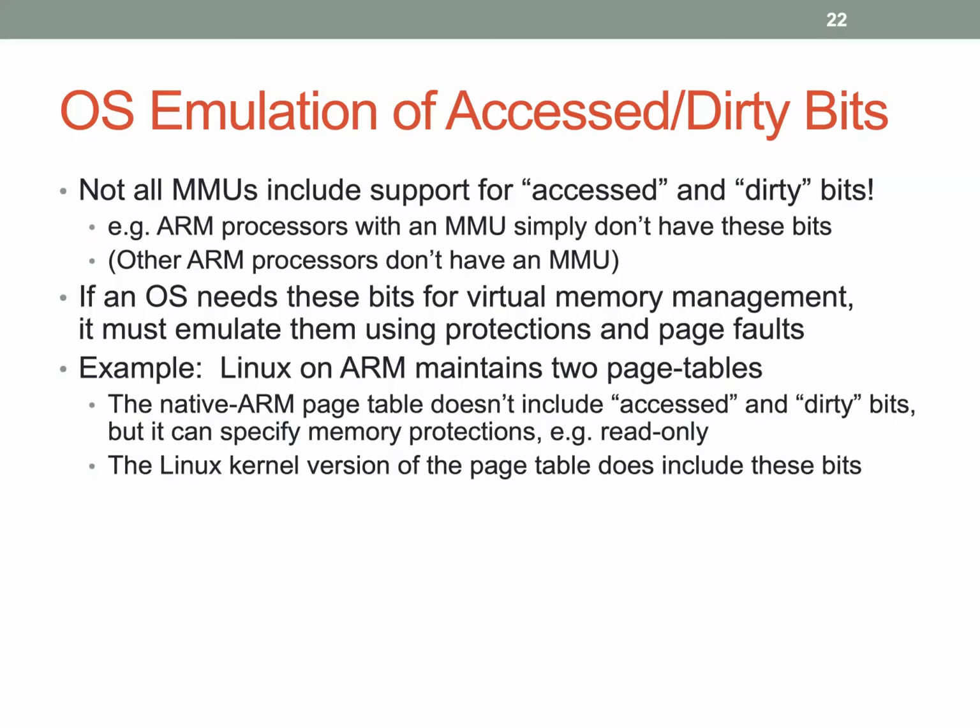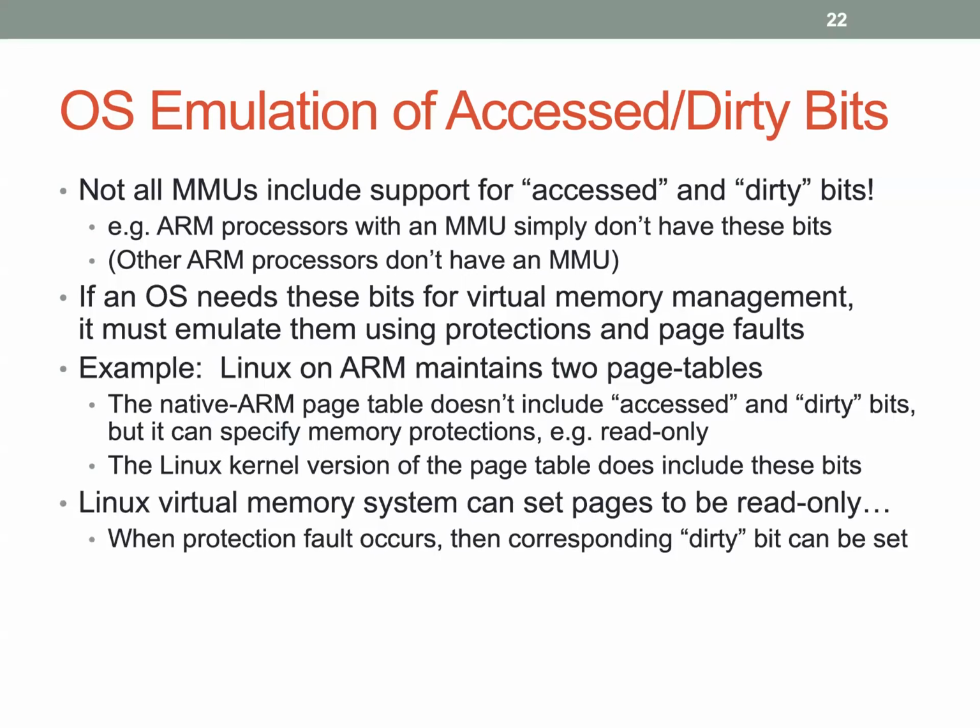And what happens is when a page is allocated to a process, the page is marked read-only. Now, if only reads occur against that page, no problem. But if somebody tries to write to the page, you get a protection fault. And the Linux protection fault handler goes in and says, somebody's writing to this page, and it sets the dirty bit to 1. And then it changes the permissions to be read-write, and then the access succeeds.